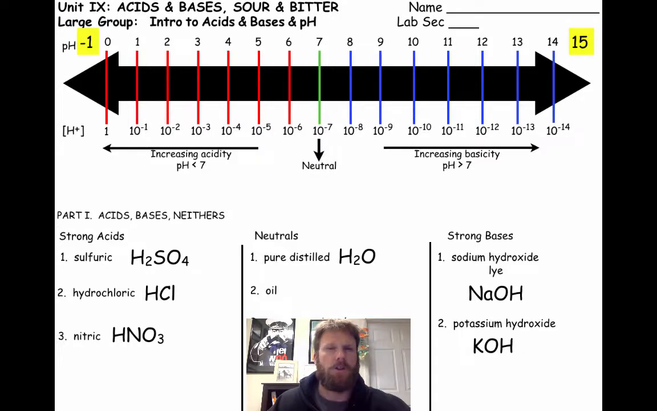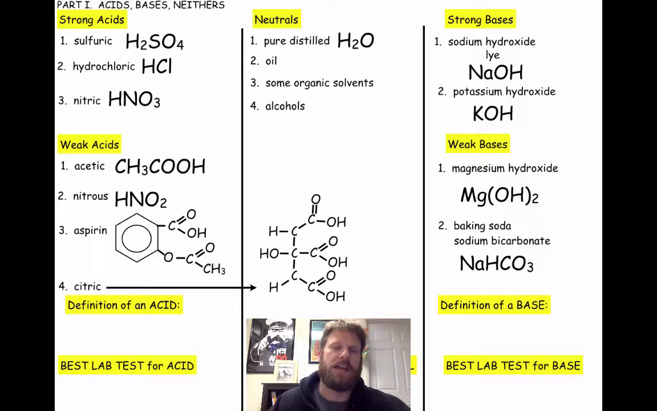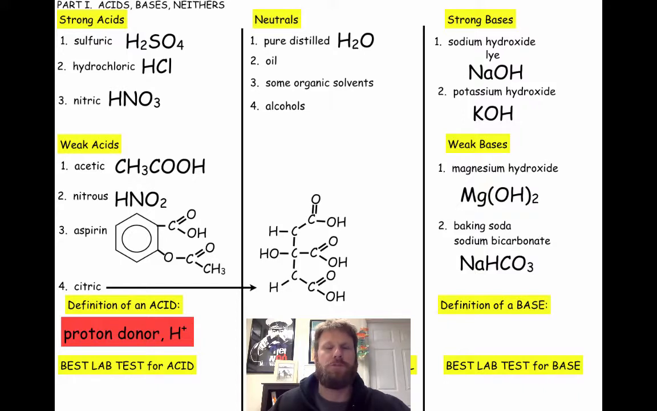That's very hard to achieve in a laboratory setting, so for this class, we are going to say that a pH of 6.5 to 7.5 will count as a neutral substance. So let's consider some acids, bases, and neutrals. Remember, an acid is a substance that donates a proton or an H+ ion to solution.